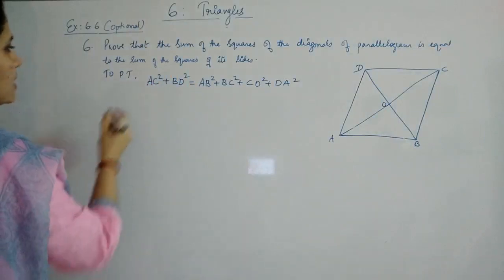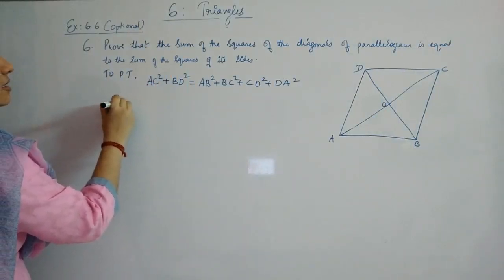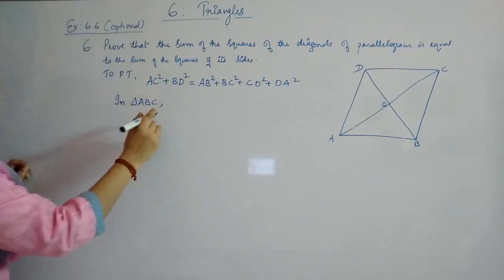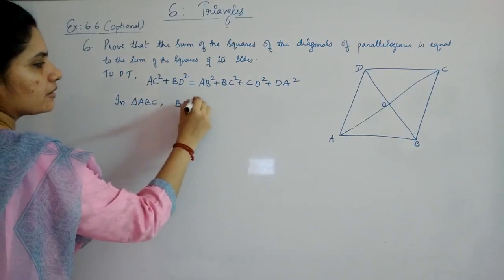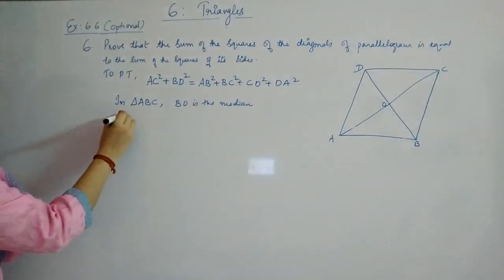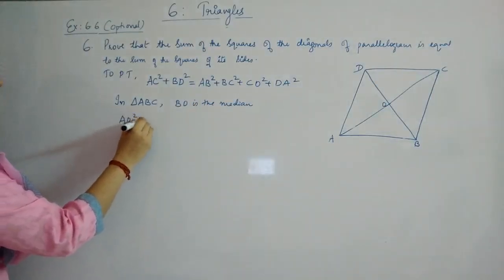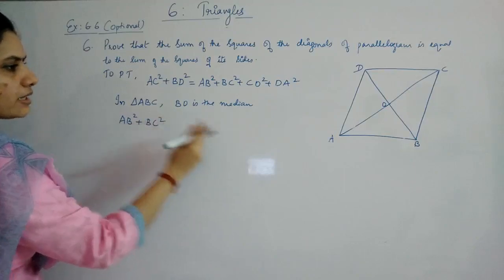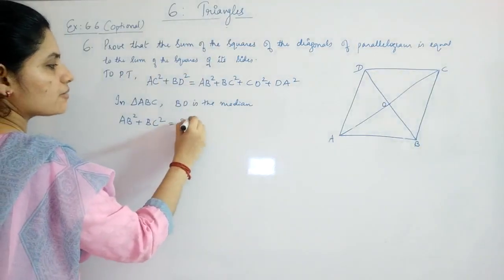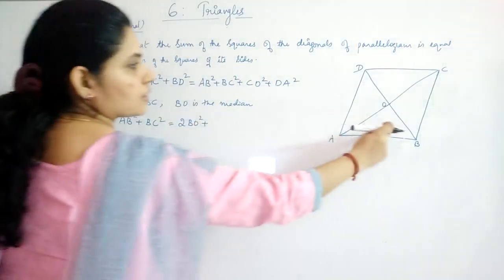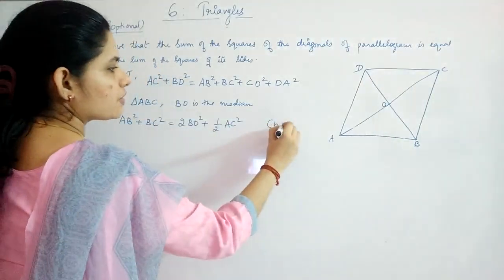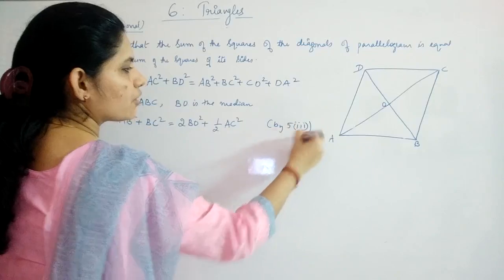Okay, so let's start. Consider the triangle ABC. In triangle ABC, we know that BO is acting as the median. BO is the median. So by that result, what we will get is AB square plus BC square is equal to 2 times BO square plus half of AC square. Okay, and this is from your 5th question's third subdivision, for your reference I am writing.